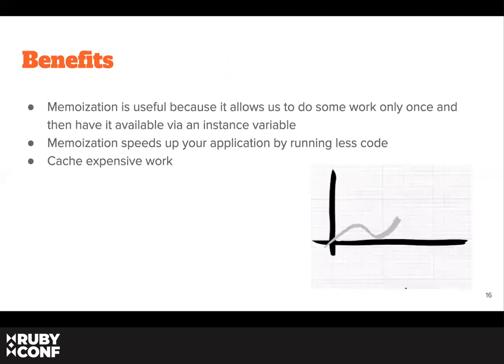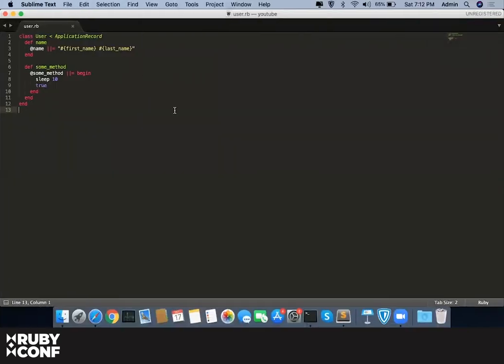Before moving to the benefits, let me show you how it runs. I have a user class, and in it I have two methods, name and some method. Both methods are memoized. Like name, I have first name and last name. And then in the sum method, I have a begin and end block, in which I added sleep for 10 seconds and then it returns true.